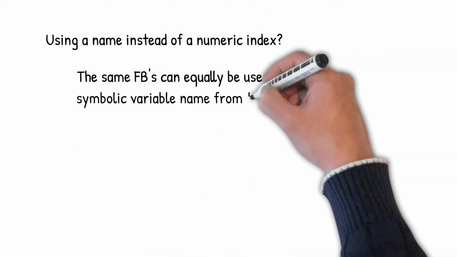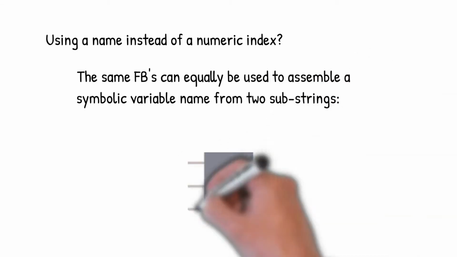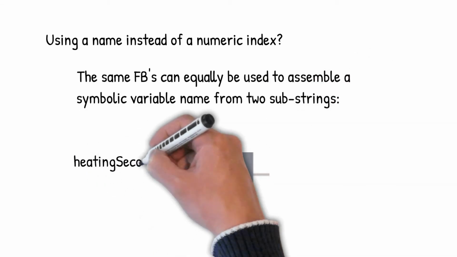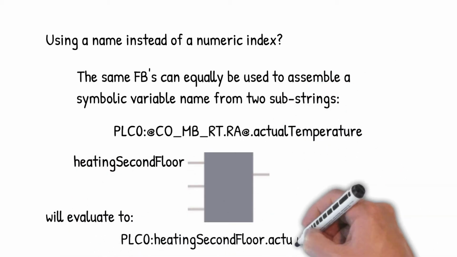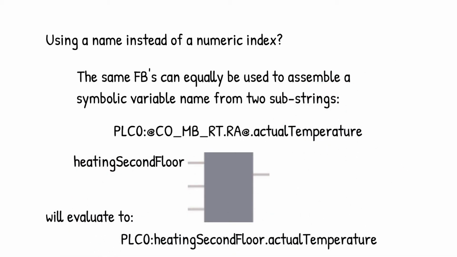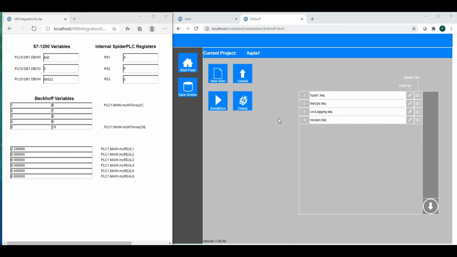Can we use also a name instead of a numeric index? Yes, this is possible. The same functional block can equally be used to assemble a symbolic variable name from 2 substrings. For instance, if we take the substring heating second floor as an input and declare the EFB parameter like PLC column at ta ta ta at dot actual temperature, then the functional block will read out the variable PLC0 colon heating second floor dot actual temperature. Okay, so let's give it a try.